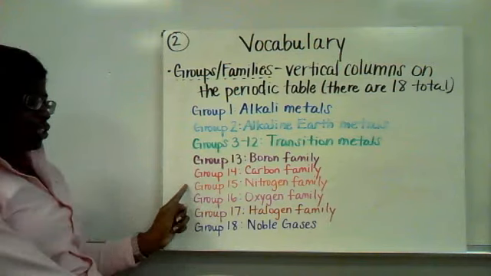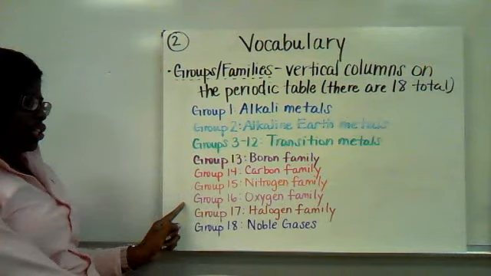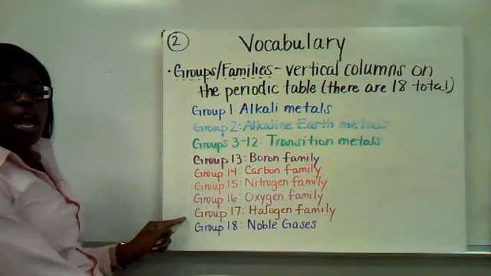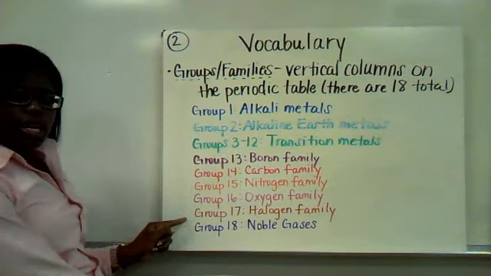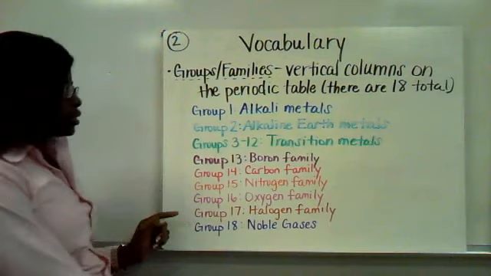Group 15 is your nitrogen family. Group 16 is the oxygen family. Group 17, the halogen family. And Group 18 are your noble gases. And remember, the noble gases are already stable, so they're not going to form any ions, or they're not going to bond with anything else to form molecules.